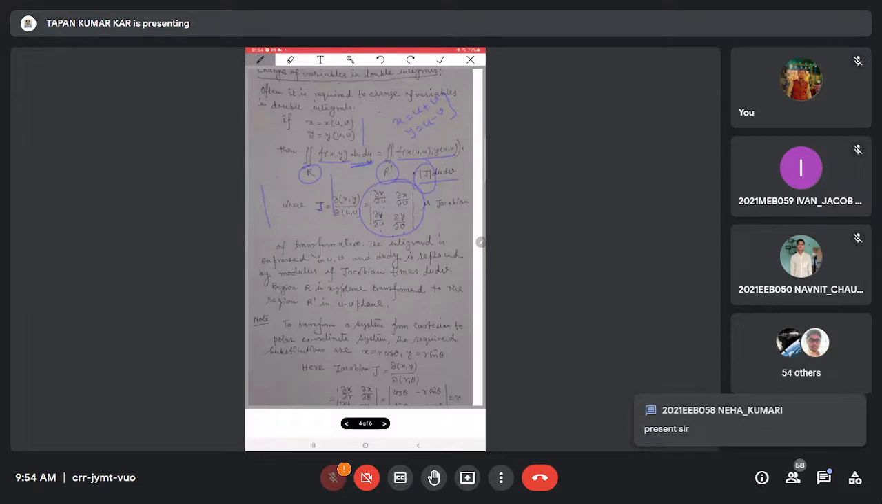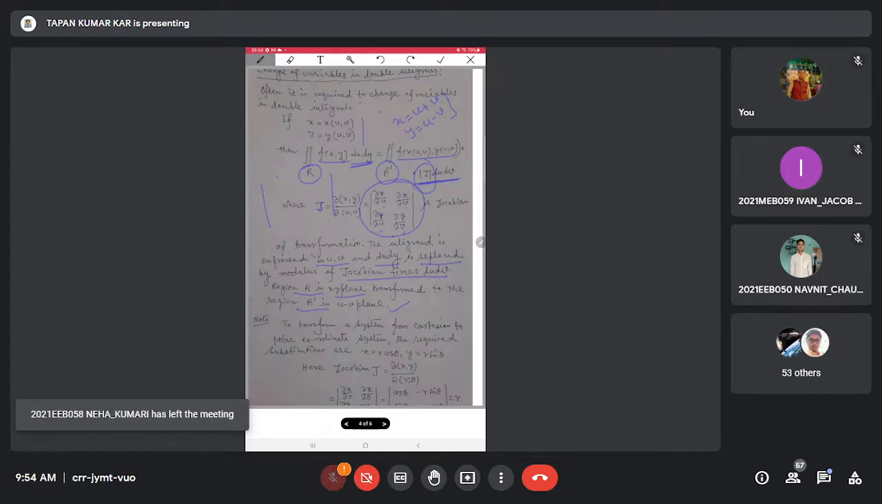Here it is written: the integrand is expressed in u and v, and dx dy is replaced by the modulus of the Jacobian times du dv. The region R in the xy plane is transformed to the region R dash in the uv plane. As if you consider x equal to sin theta in the one dimensional case, the limit of x will be changed to the limit of theta. Here also the limit of xy will be changed to the limit of uv.